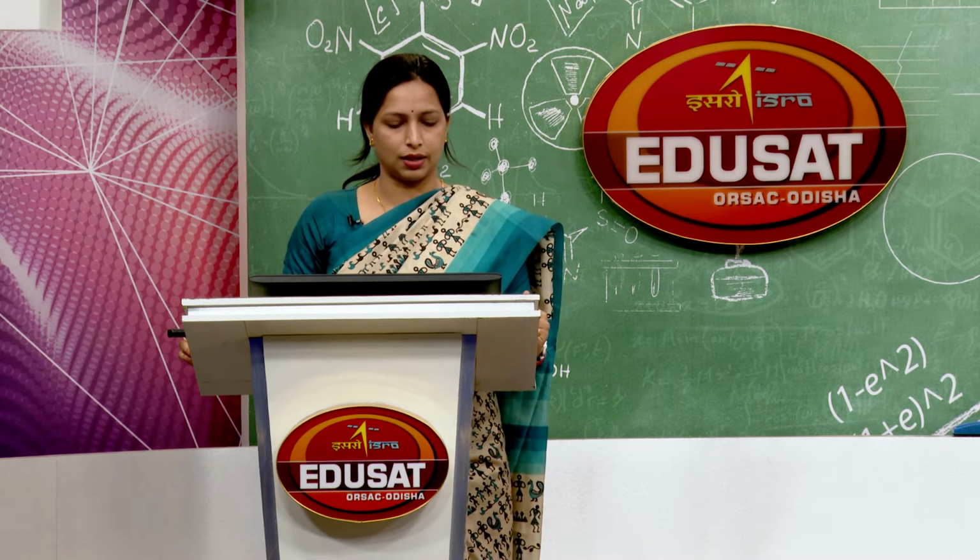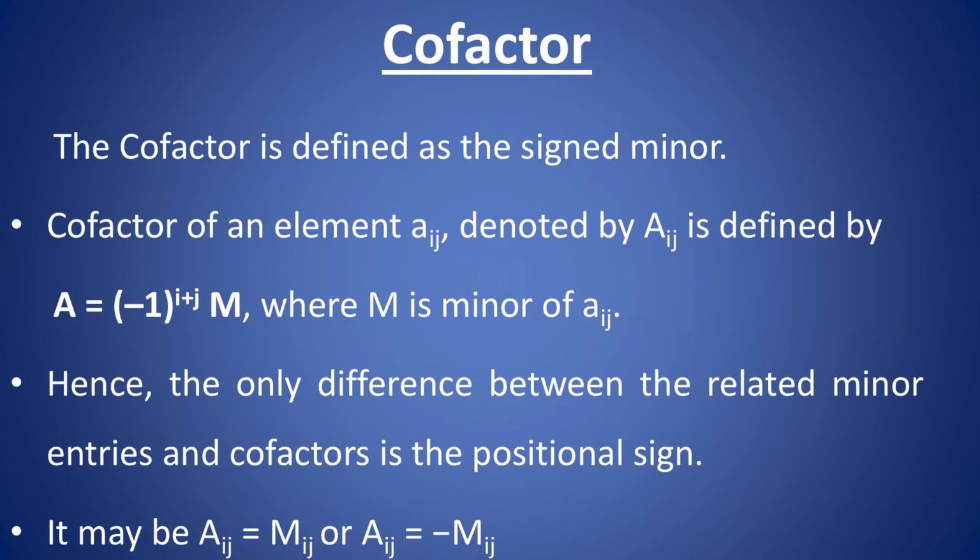Now, let us take a look at the slide again. The cofactor of an element a i j is denoted by capital A i j, which is defined by A i j equals minus 1 to the power i plus j into M. M means the minor. So, the sign and minor, that becomes the cofactor, right. Here M is the minor of a i j, the element that we are taking into consideration. Hence, the only difference between minor and cofactor of related entries is only the sign, right.